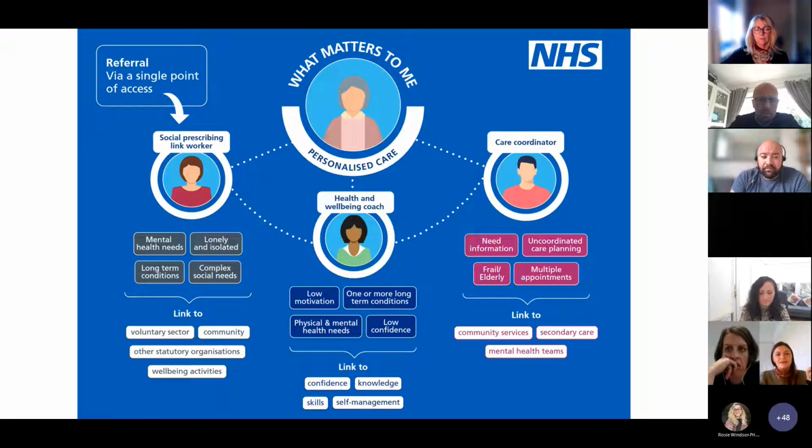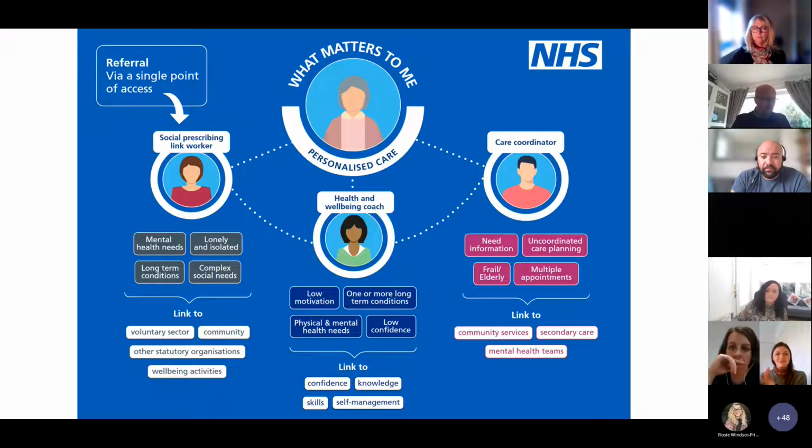So don't worry too much about the single point of access. I think the key is to say that they all work together, and between themselves they can offer that full support. I always think of social prescribing as being really that outward reach, outward into the community, supporting community resilience and helping people to access the support for the wider determinants of health. That might be other statutory services like housing, but it might be the voluntary sector. Your care coordinator is doing a really similar role, but on the inside of the system.